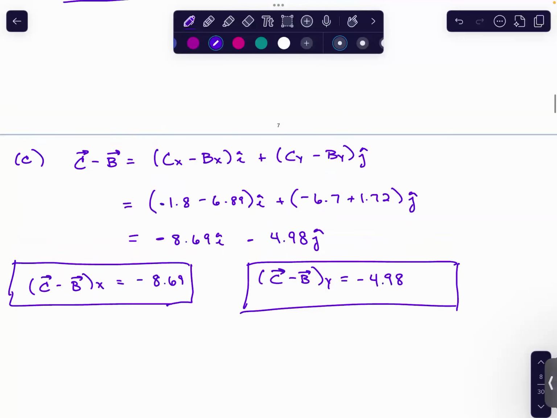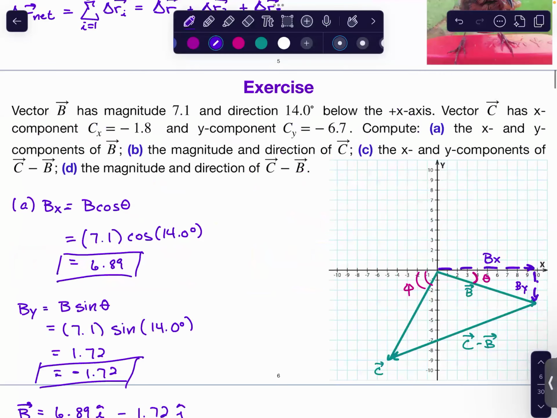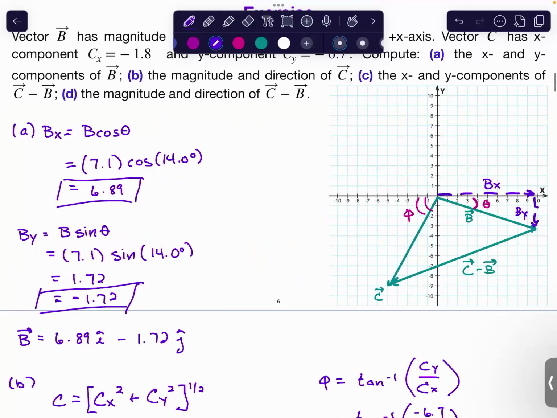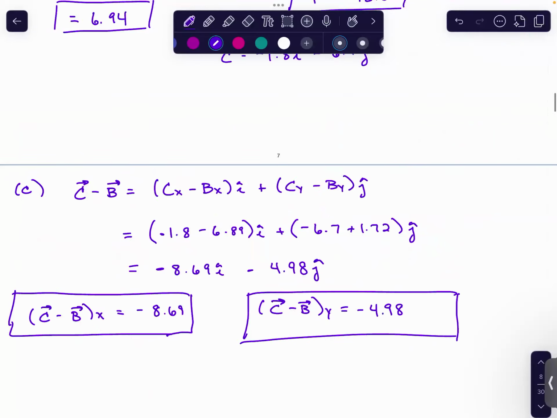So what did part D ask of us? Magnitude and direction. Magnitude and direction of the C minus B vector. Okay. Magnitude.